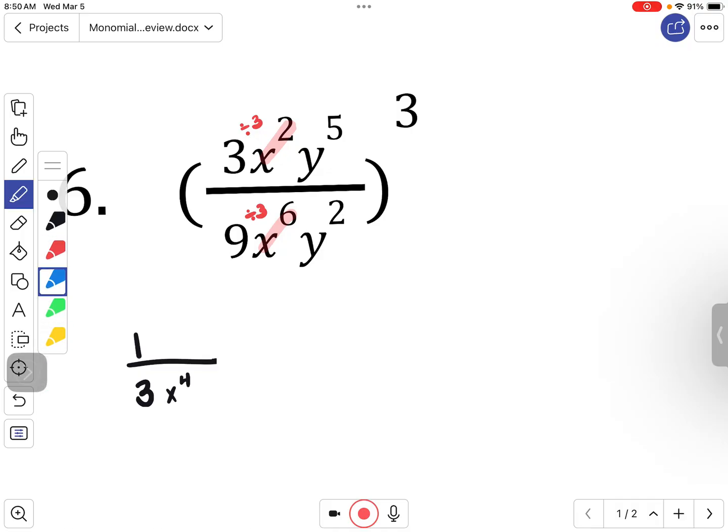Now I'm going to look at my y's. I have y to the fifth and y to the second. That's going to give me y to the third. So I'm going to put that one on top.